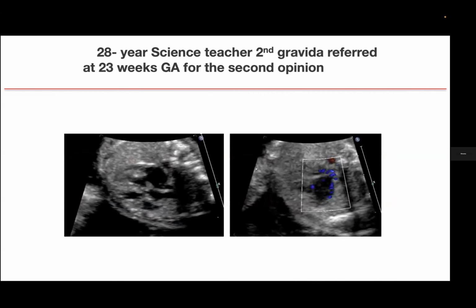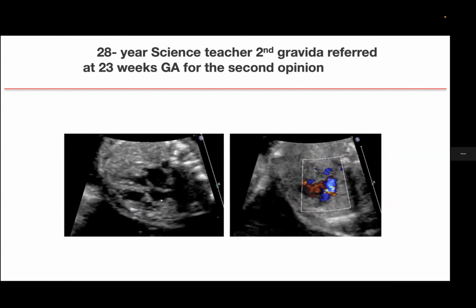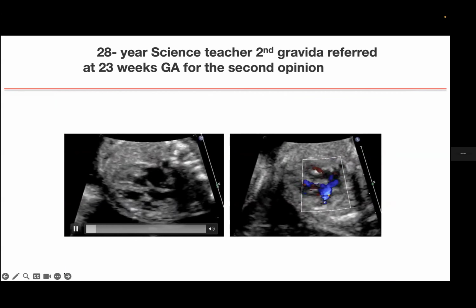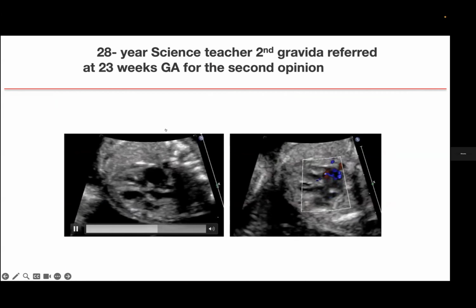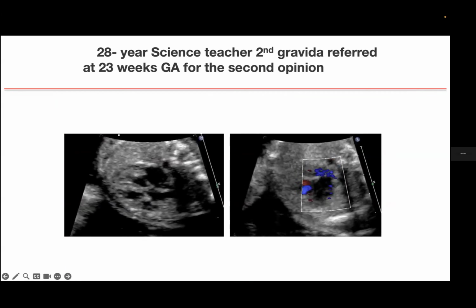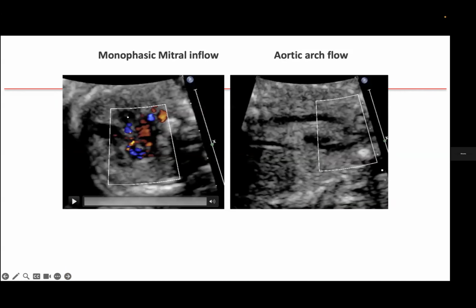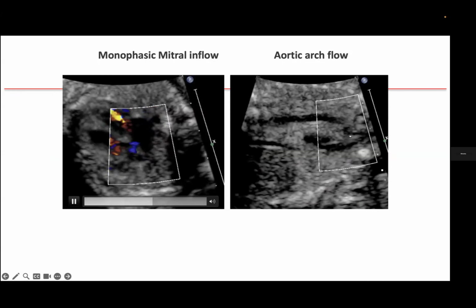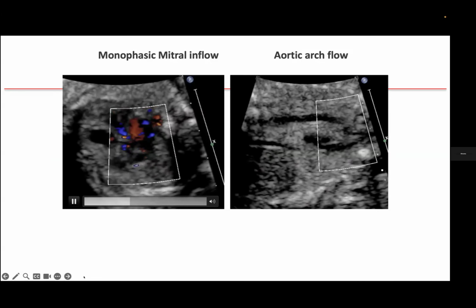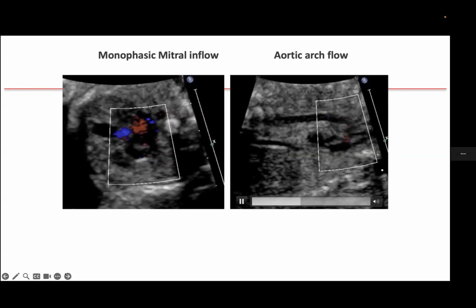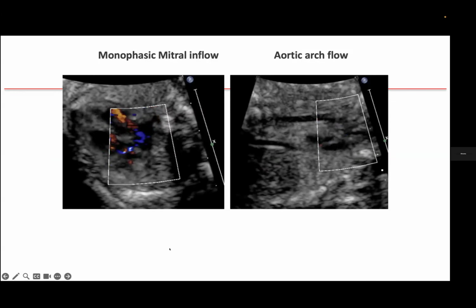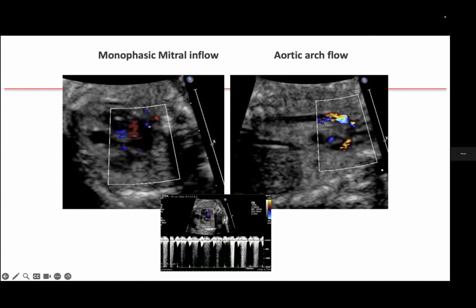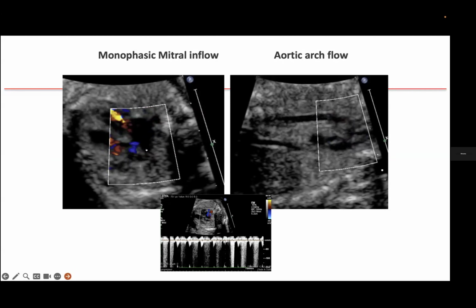This is a 28-year-old science teacher, second gravida. This was our first case, a 23-weeker. And as you know, here the four-chamber view looks normal, the foramen ovale looks fine, the flow looks fine, but there was a stenotic flow across the aortic valve, and you can see that there is a slight stenotic flow across the mitral valve also. And this is the arch flow. We can see a turbulent flow coming across the arch, which has been propagated by the aortic valve, and there was increased velocity across the aortic valve.